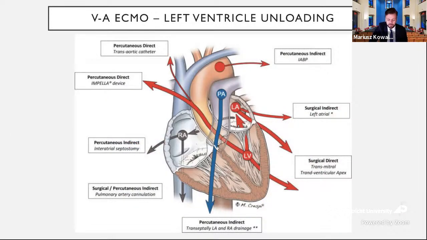expected recovery. For this reason, several strategies to unload the left ventricle have been proposed, and these include surgical and percutaneous techniques that either directly or indirectly prevent the left ventricle from overfilling and are employed during ECMO, or may be employed during ECMO therapy.